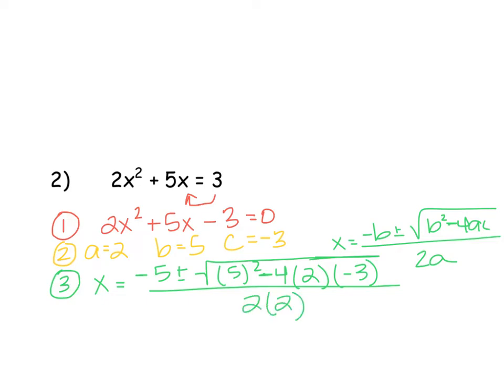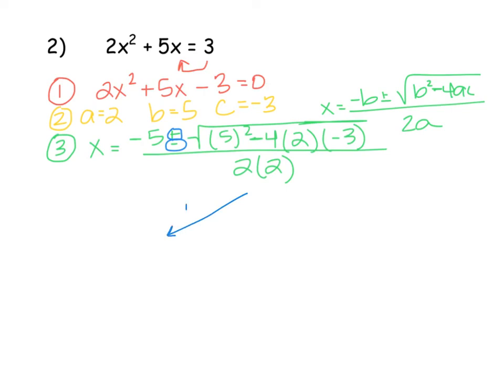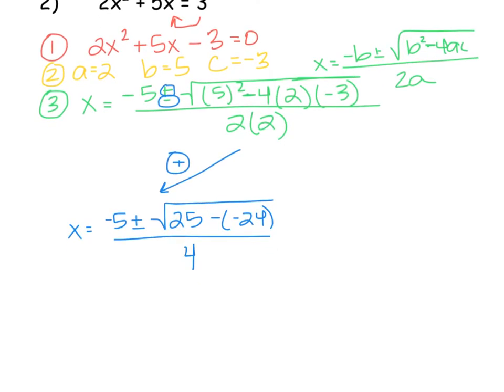When I simplify, remember I'm doing one expression where I add and a different expression where I subtract. So the adding expression is going to give me x equals negative 5 plus or minus the square root of 5 squared is 25, minus 4 times 2 is 8 times 3 is 24, so minus negative 24, all over 4. Simplifying, I get negative 5 plus or minus the square root of 25 plus 24 is 49, all over 4.